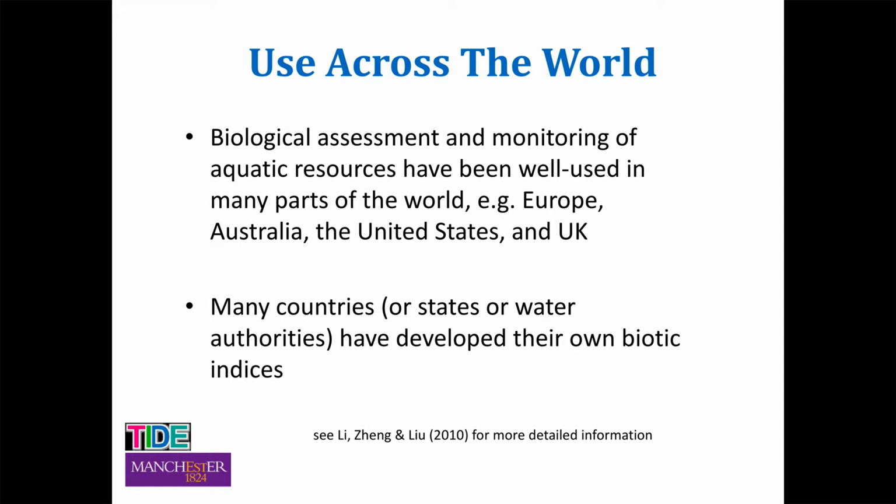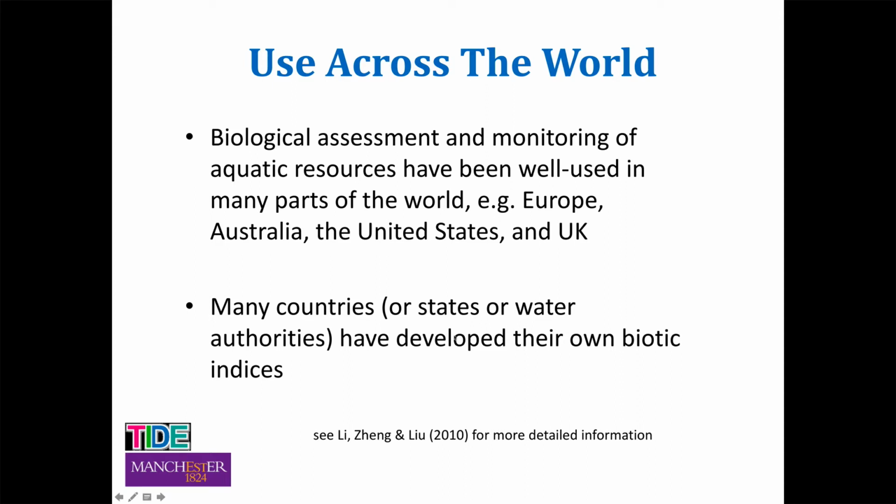And across the world, this type of methodology is used routinely. Biological assessment and monitoring of aquatic resources have been used in many parts of the world, for example, Europe, Australia, United States, and indeed my home country of United Kingdom. Many countries or states or water authorities have indeed developed their own biotic indices that reflect the systems in their countries.